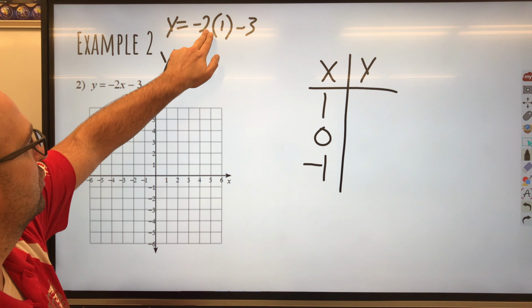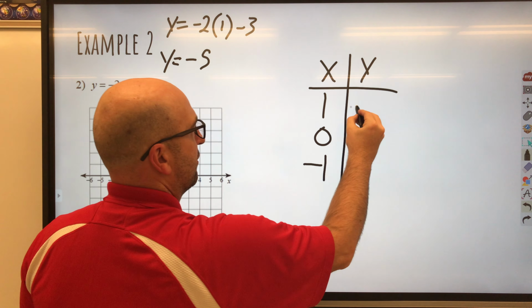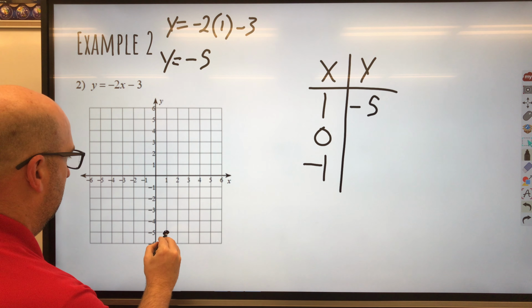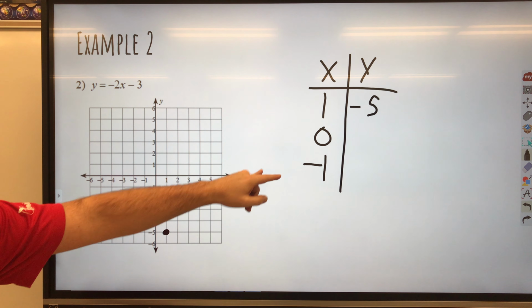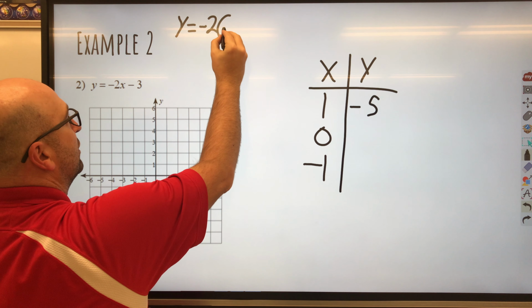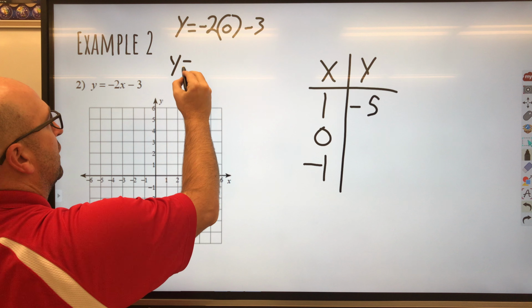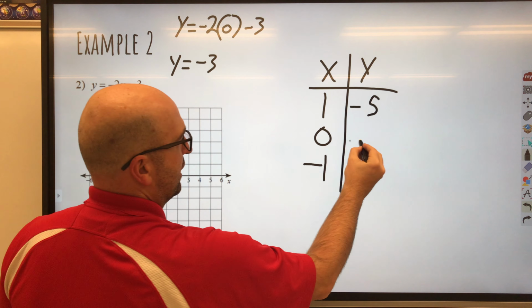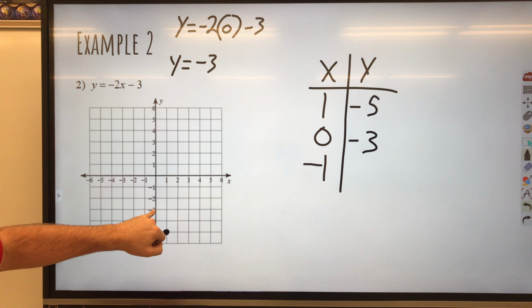-2 times 1 is -2. -2 minus 3 gives me -5. So my first point on here is 1, -5. All right, second one, x value of 0. Y equals -2, instead of x, plug that 0 in, minus 3. -2 times 0 is 0. 0 minus 3 is -3. So let's plot that point. 0, -3.